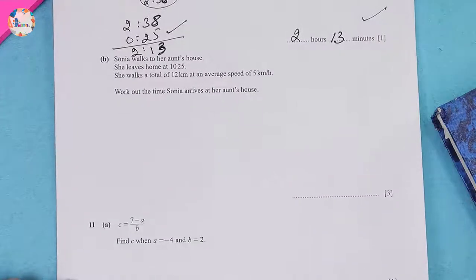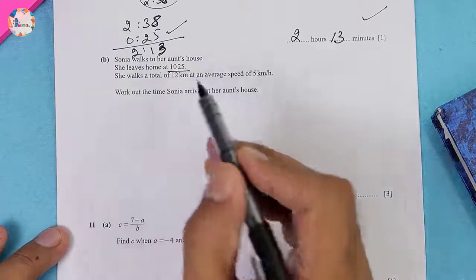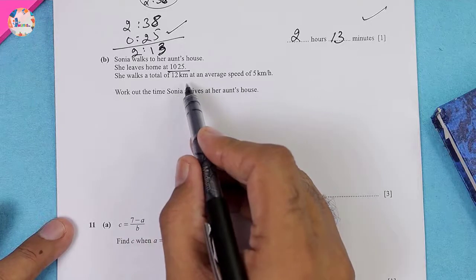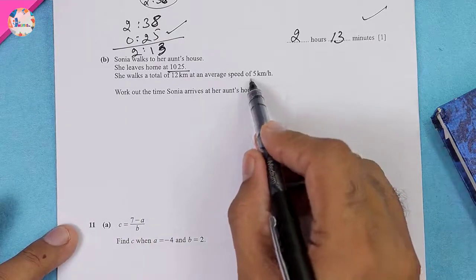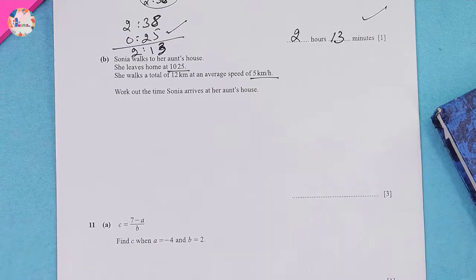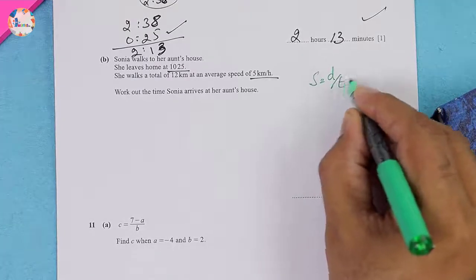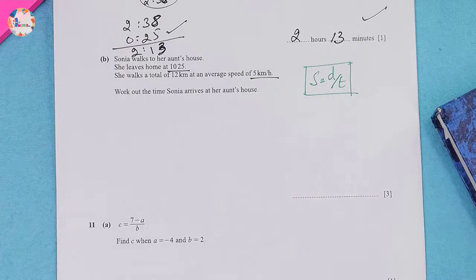B part. Sonia walks to her aunt's house. She leaves home at 10:25. She walks a total of 12 kilometers at an average speed of 5 kilometers per hour. Work out the time Sonia arrives at her aunt's house, and we know the formula: speed is equal to distance over time. This will be the formula which we will be using.